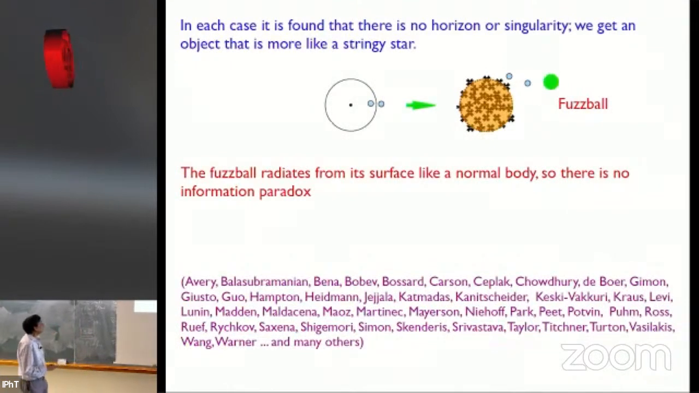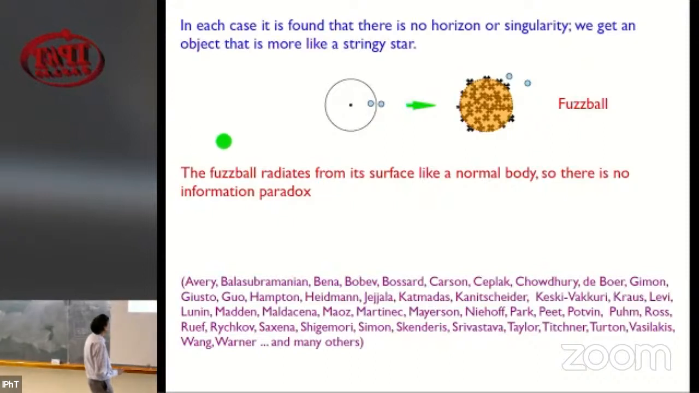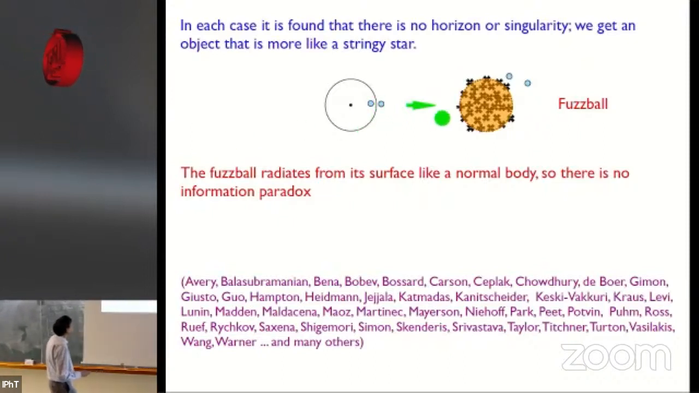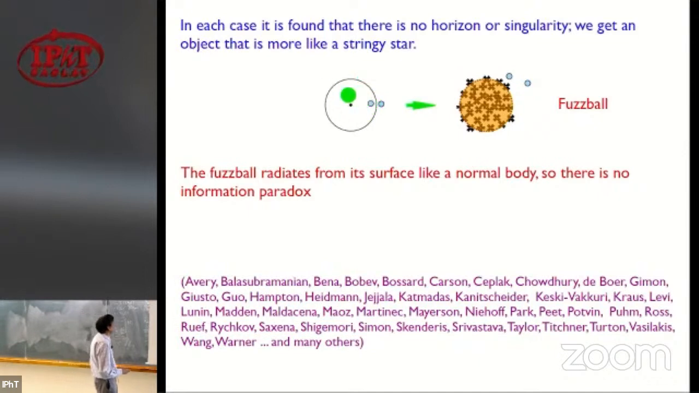And the entire game of the fuzzball program, which so many people have contributed to, I've tried to put some of the names down here, but there are many, many more. It turns out every time you try to make a bound state of branes, you don't end up finding all the branes going to the center. In fact, they puff up and make some object which is always outside the horizon. In fact, the horizon never forms.